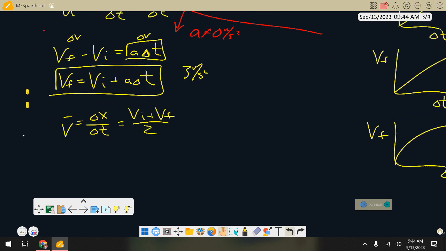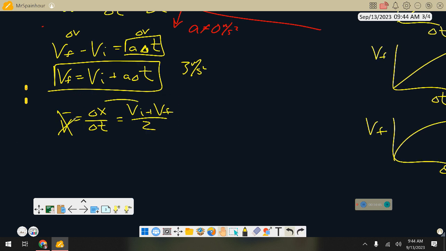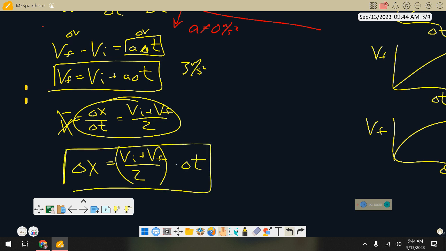And doing a little bit of a rearrangement, let's forget this guy and just focus on everything over here. I don't want to put a box around it because that's not the final equation, but focus on everything over here. I'm going to multiply both sides by time, and I get that delta x equals (VI plus VF) over 2 times delta t, and there is my second kinematic equation.